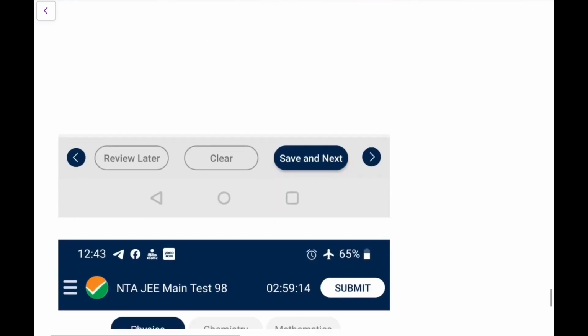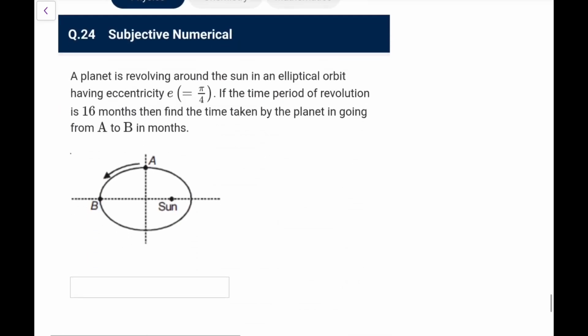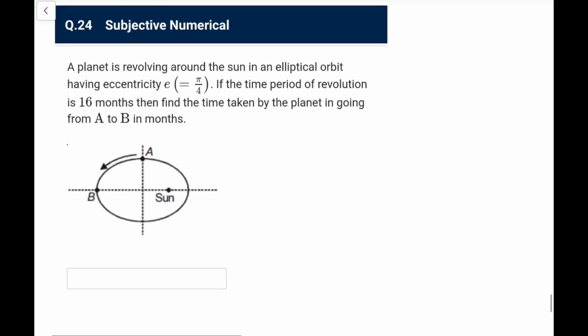Next, a planet is revolving around the sun in an elliptical orbit having eccentricity e equals pi by 4. You are all math students, you know the meaning of eccentricity. If the time period of revolution is 16 months, find the time taken by the planet in going from A to B in months. So you need to just calculate this area.